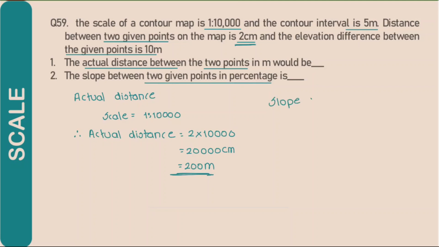So the slope given is 10 meters for a distance of 200 meters that we calculated previously. So the slope percentage will be 10 divided by 200 into 100, that is 5%.